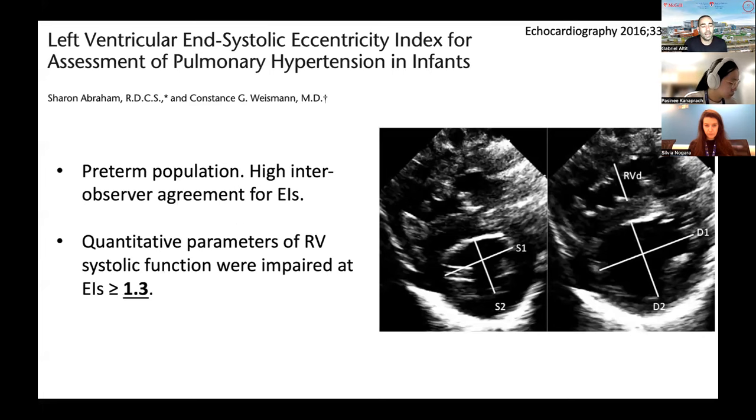This is the paper that was published by the group of Dr. Weisman in ECHO 2016, which tells you that they had quantifiable parameters of RV systolic function that were abnormal in the kids that had the eccentricity index more or equal to 1.3. And that's one of the reasons why we're using this cutoff.